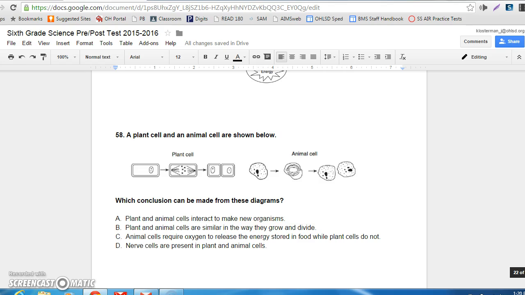58. A plant cell and an animal cell are shown below. Which conclusion can be made from these diagrams? A. Plant and animal cells interact to make new organisms. B. Plant and animal cells are similar in the way they grow and divide. C. Animal cells require oxygen to release the energy stored in food, while plant cells do not. D. Nerve cells are present in plant and animal cells.